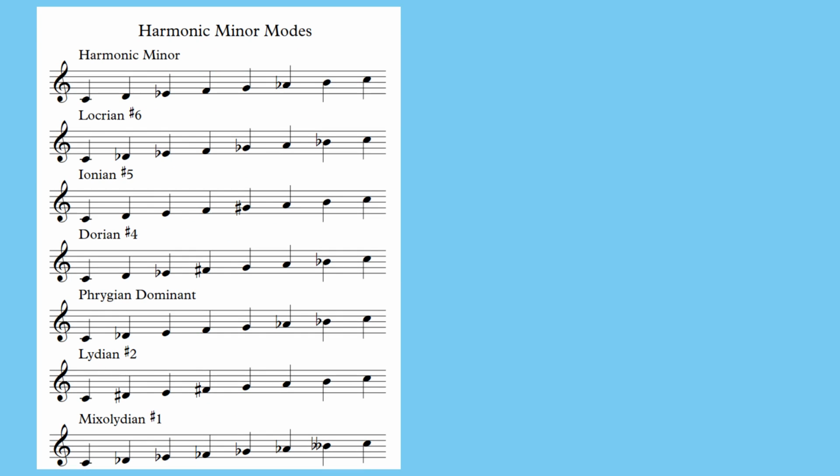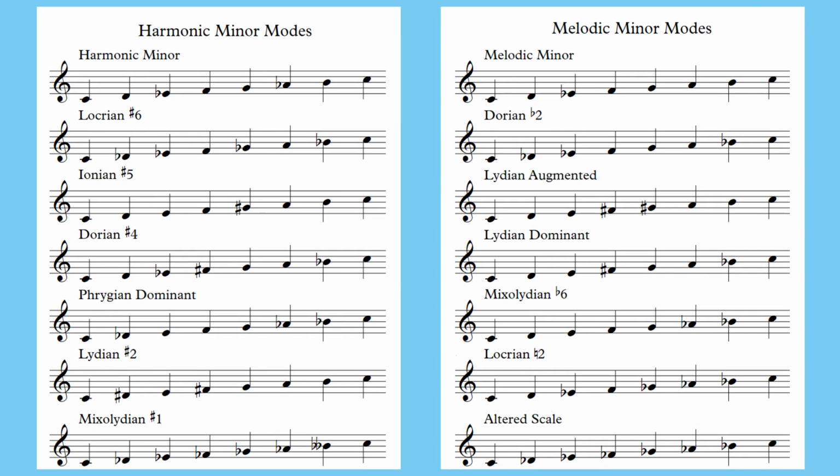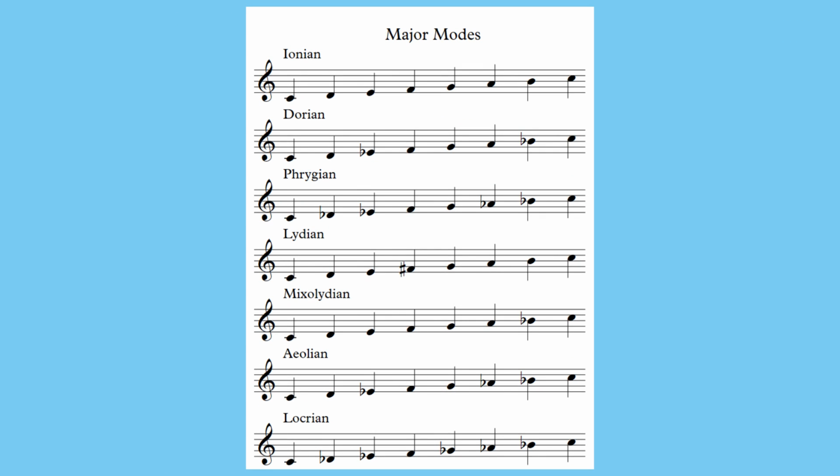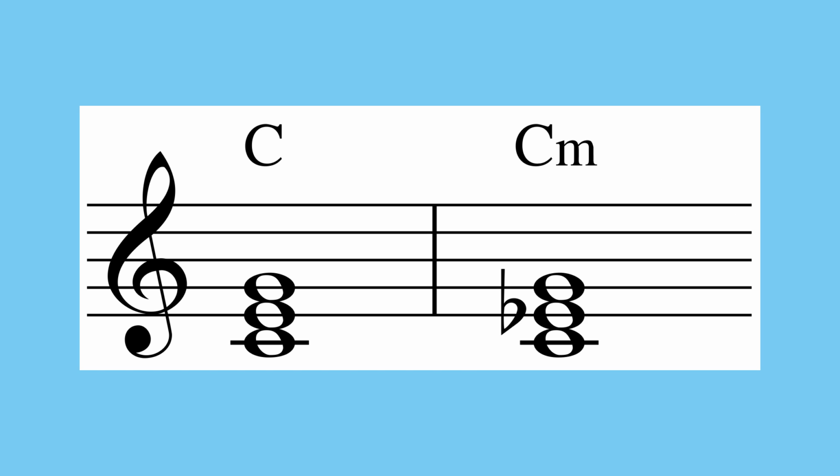Now, just so you know, there are modes that you can derive from other scales, like the harmonic minor modes or the melodic minor modes. That's not what I'm talking about today. I'm talking about the 7 major modes derived from the major scale, which is what people are referring to when they talk about modes like 99% of the time. Anyways, the 7 modes of the major scale fall into 2 categories, major modes and minor modes.